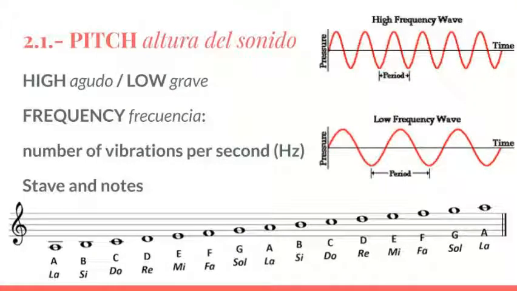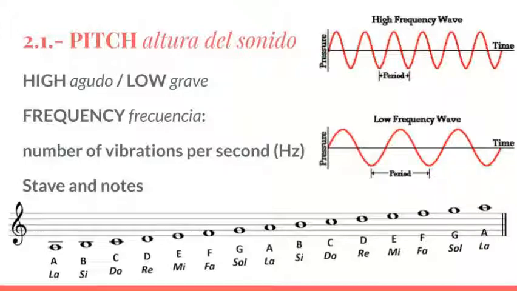2.1. Pitch. This is the characteristic of sound that tells us the difference between a high sound and a low sound. It is related to frequency, a scientific concept that tells us the number of vibrations per second of a sound wave. As you can see, a high-frequency sound has a smaller period and vice versa, a low-frequency sound has a bigger period. A scientific term for vibrations per second is hertz, abbreviated Hz.